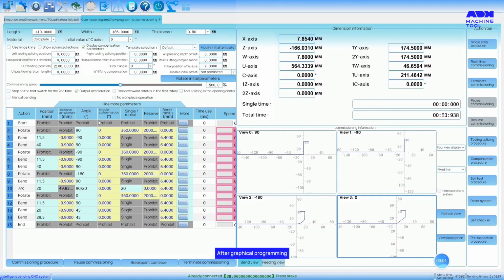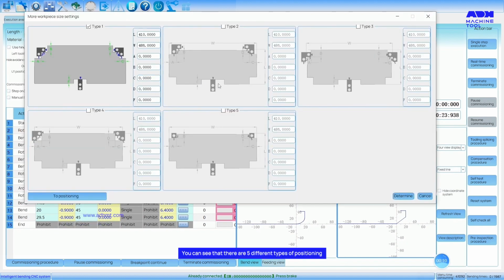After graphical programming, we start the workpiece positioning. Move the mouse over the length and width icons. After clicking, you can see that there are 5 different types of positioning in the window. Next, I will give you an explanation of the 5 different types of positioning.